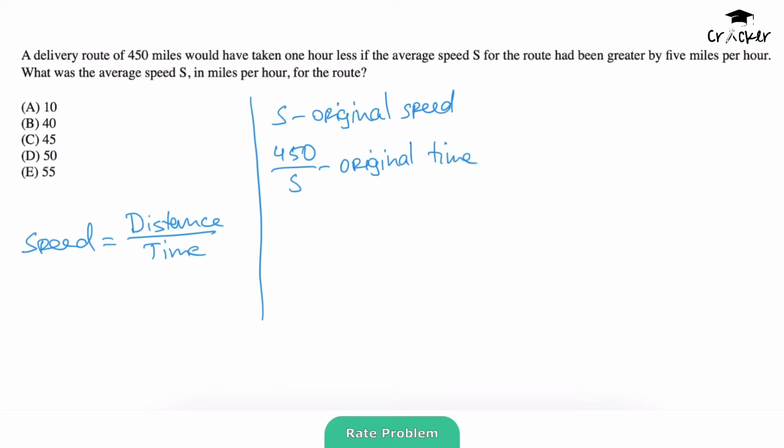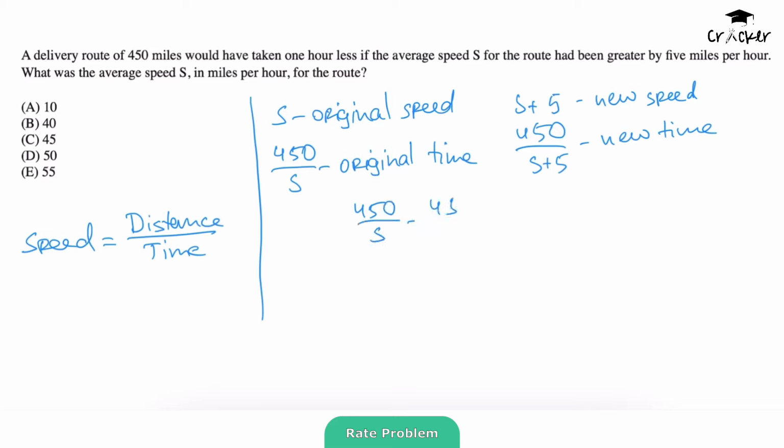Now, if the speed had been 5 miles per hour higher, the new speed would be s plus 5. The time taken at this new speed would be 450 divided by (s plus 5) hours. According to the problem, the trip would have taken 1 hour less. So, we set up this equation: 450 divided by s minus 450 divided by (s plus 5) equals 1.